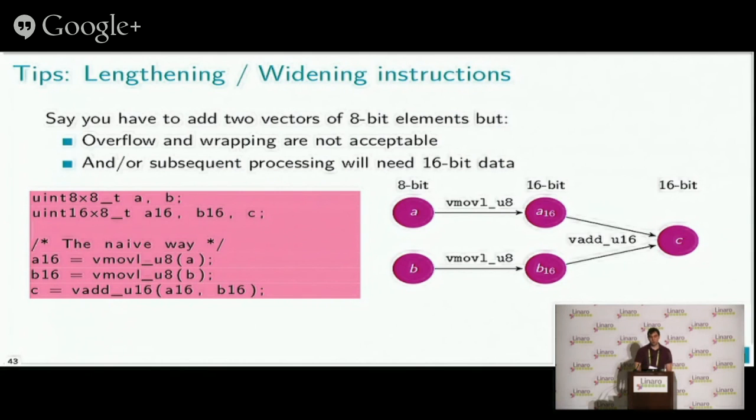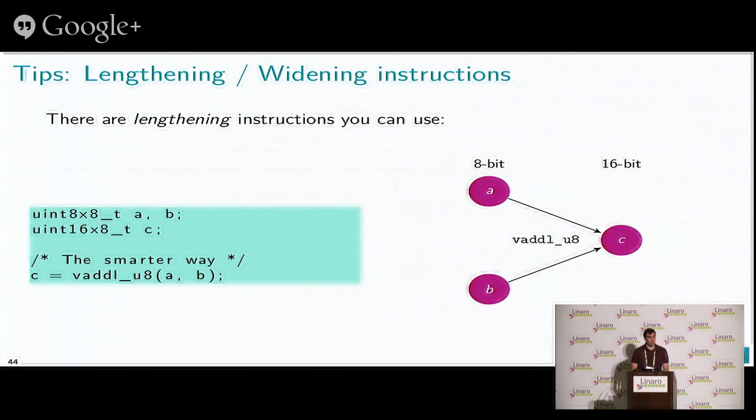I've drawn a small graph to help you visualize how data flows from left to right, starting with 2 vectors of 8-bit lanes and ending up with 1 vector of 16-bit lanes. So to do this, you should use lengthening instructions that basically do everything in one go. You start with two 8-bit values, and you end up with one 16-bit value. When I say values, I mean vector of values here. So what you get is one instruction instead of three, more readable code, probably more power efficient too.